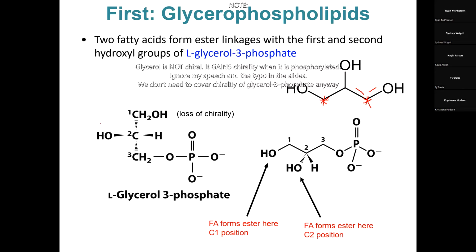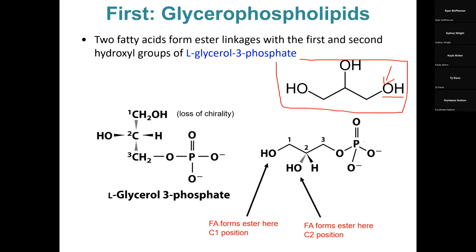It's illustrated here where you have the loss of chirality. This is no longer a mirror image of itself, because when you add the phosphate group onto one of the alcohols, it no longer has the mirror image. If you added a phosphate group onto this, it's no longer a mirror image, so it loses its chirality.